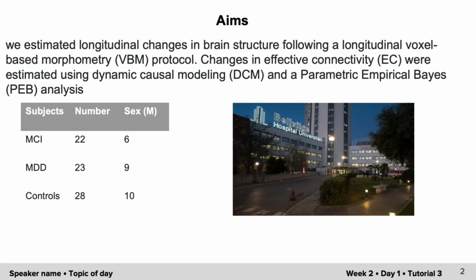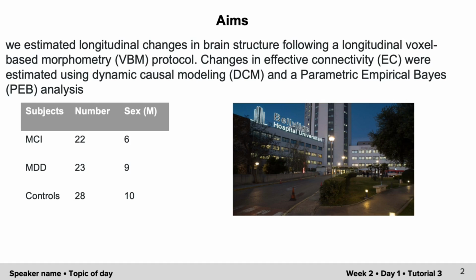I would like to present the aims. We estimate the longitudinal change in brain structure during 2 years, following a longitudinal voxel-based morphometry (VBM) protocol. And then we analyze the difference of the effective connectivity of this area, the locus coeruleus. We analyze this data using parametric empirical Bayes in SPM.